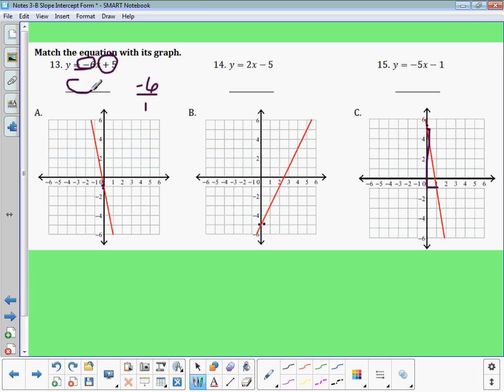For number 14, we're crossing at negative 5, which I found at B, and then we should be going up 2 over 1. Let's go up 2 over 1. Is that a point? It certainly is. So this is B. Then, by process of elimination, number 15 has to be A.